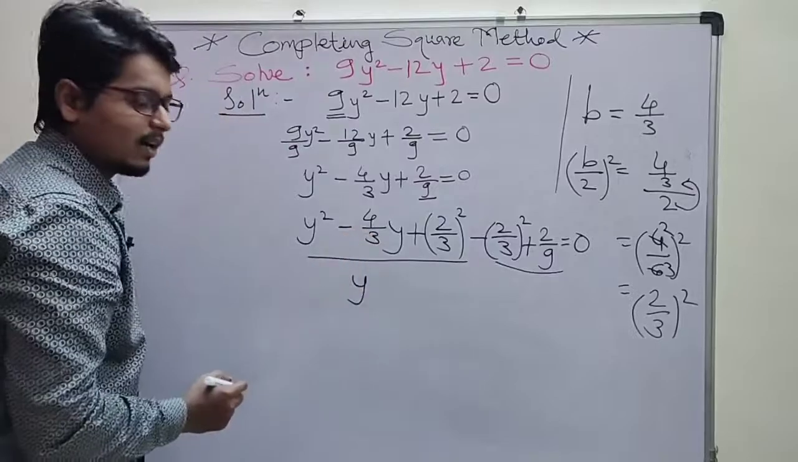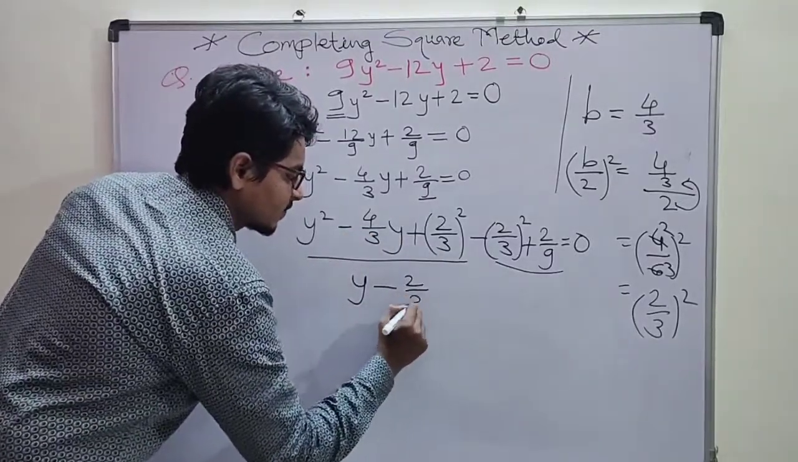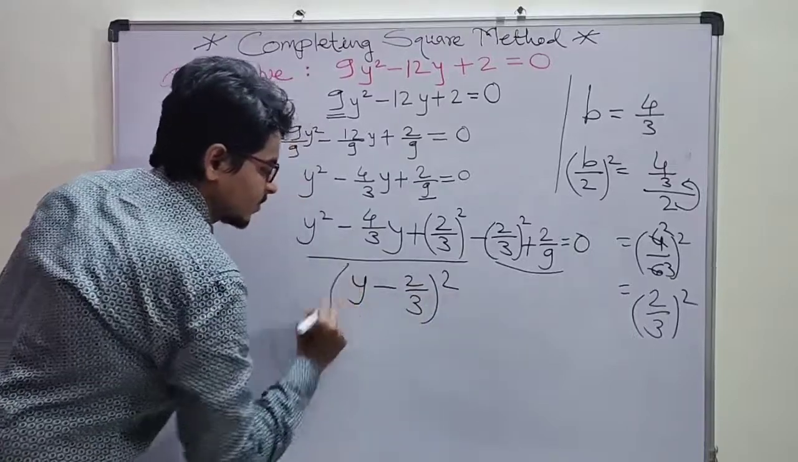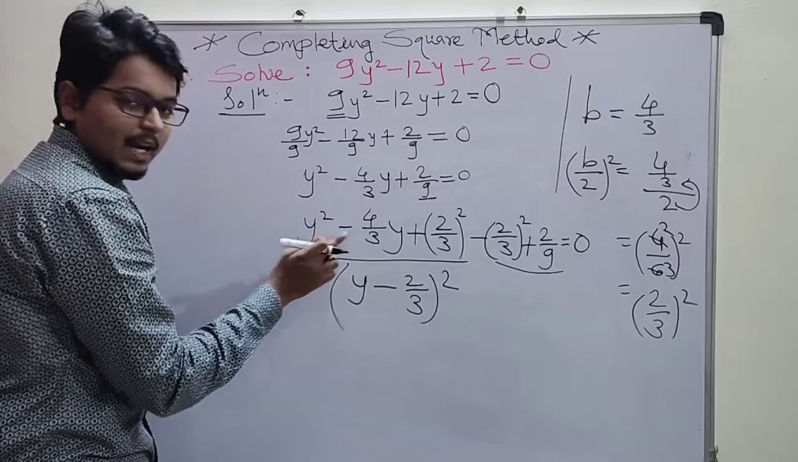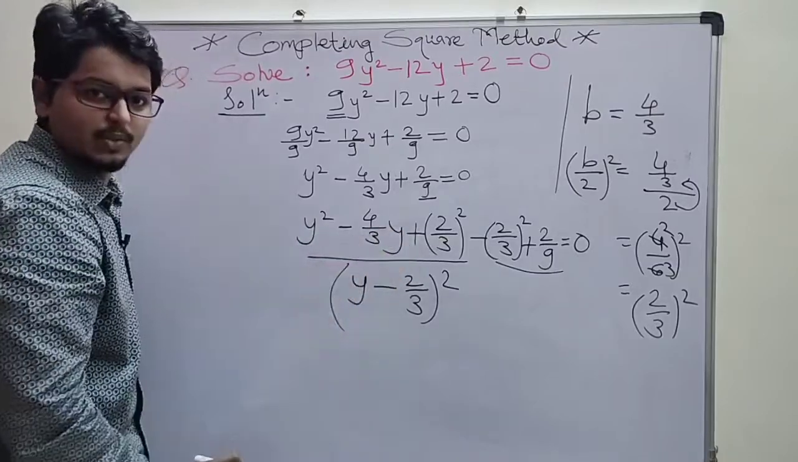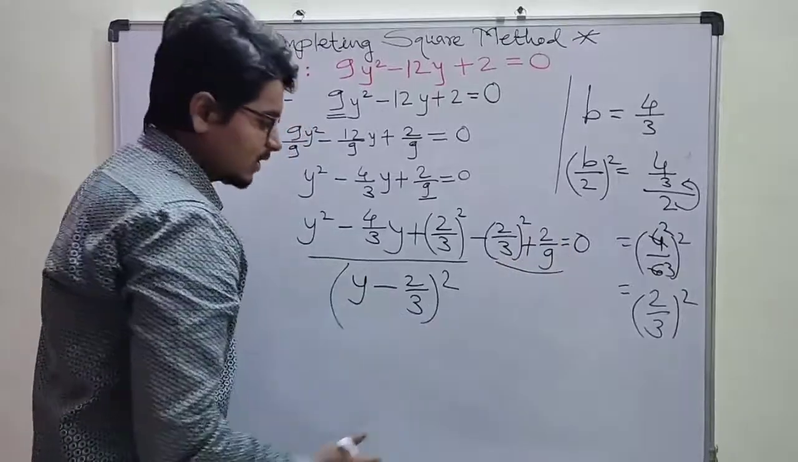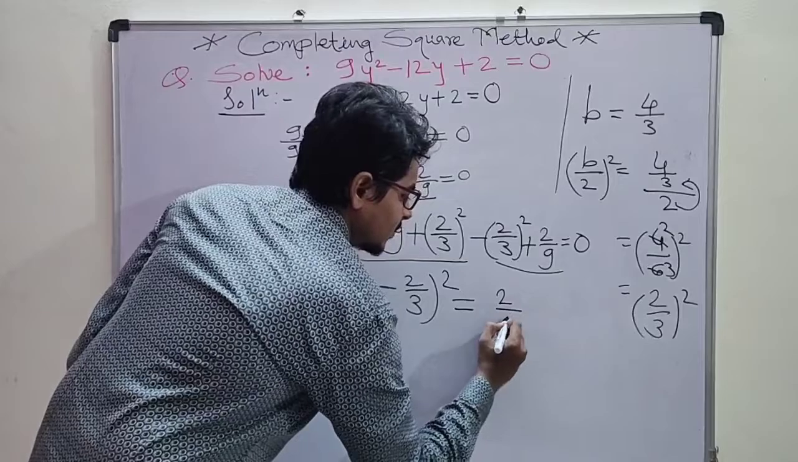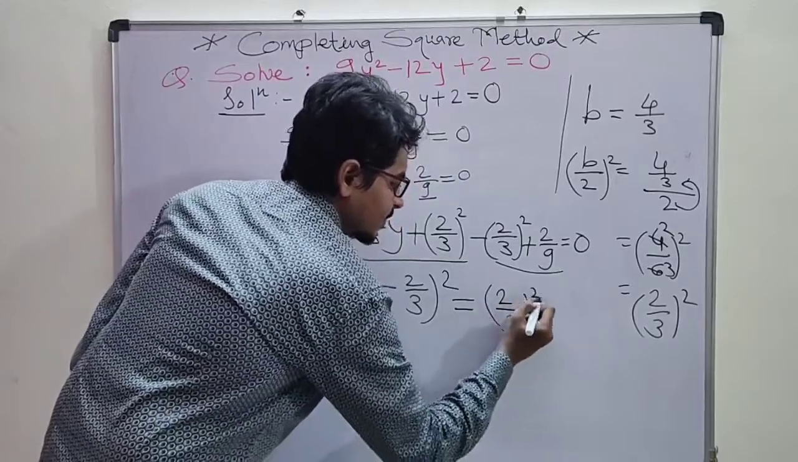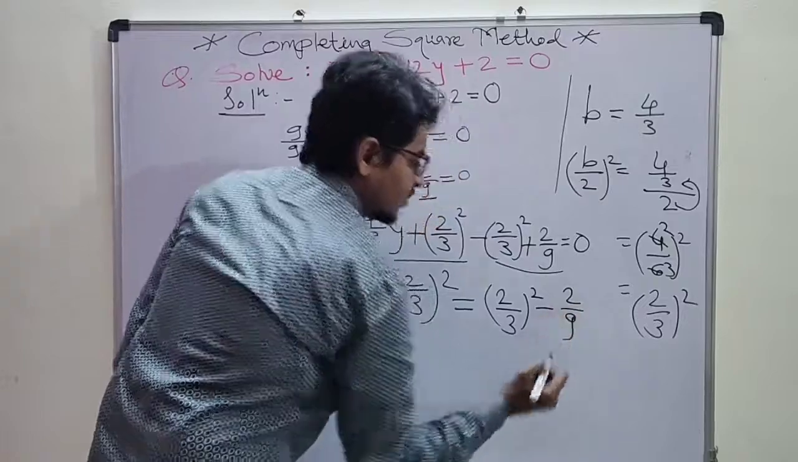It is the formula of y minus 2 upon 3 whole square. A minus b square, A square minus twice of ab plus b square. And the remaining terms we shift to the right side of the equation. We shift this term. So we get plus 2 upon 3 square and this becomes minus 2 upon 9.